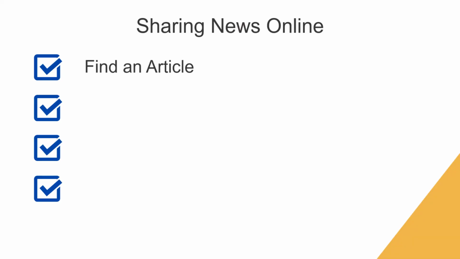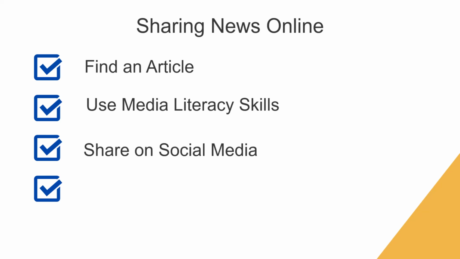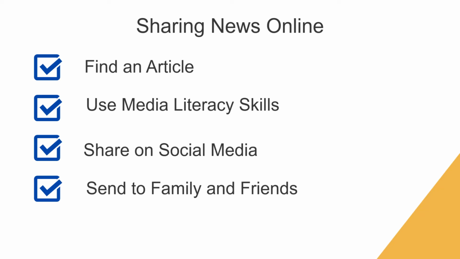As we end this section, here's a checklist to help you when you're sharing news. You first need to find an article. You can do this by Googling your subject, or browsing social media, or looking at a news app that you trust. You then want to use your media literacy skills on this article to see if it's worth sharing. You will then share it on your social media site of choice. And finally, share the article with friends and family, as it has been shown that when you get an article from somebody that you know, you're more likely to actually read it.